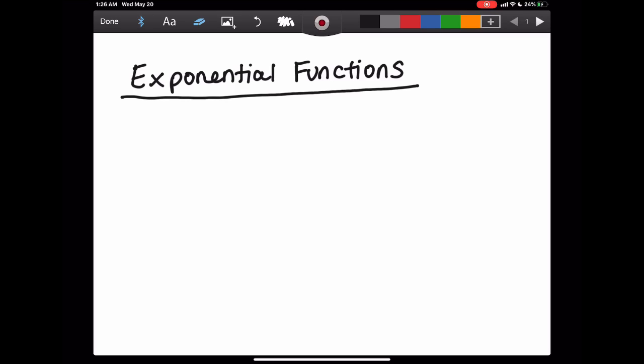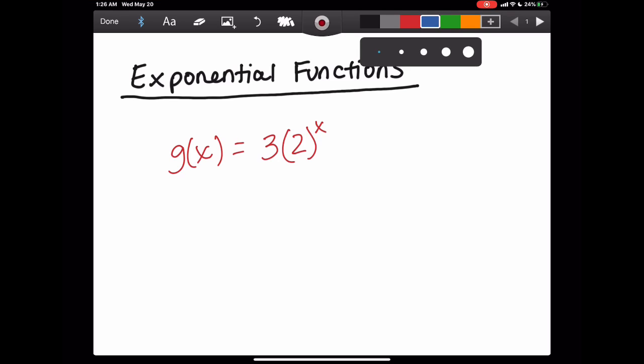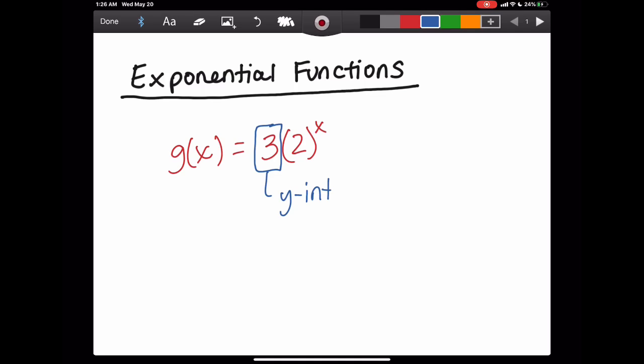Remember, for it to be an exponential function, the variable x is now going to be in the exponent. So if we have the function g of x is equal to 3 times 2 to the power of x, this would be considered an exponential function. The main thing that I really want to point out is remember, the number that does not have a variable attached to it, that is going to be your y-intercept.